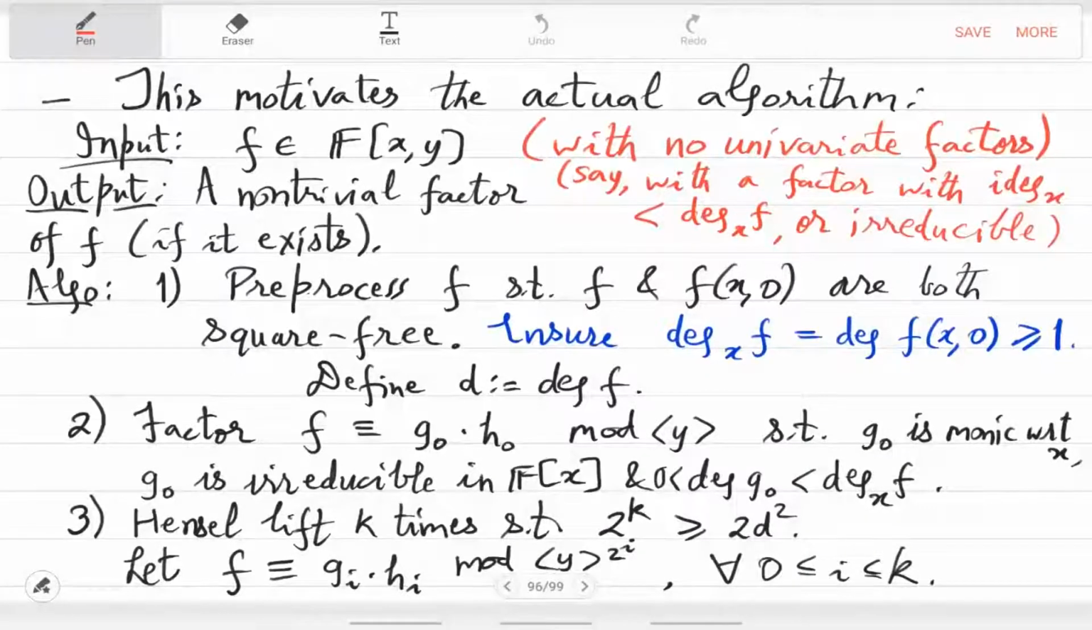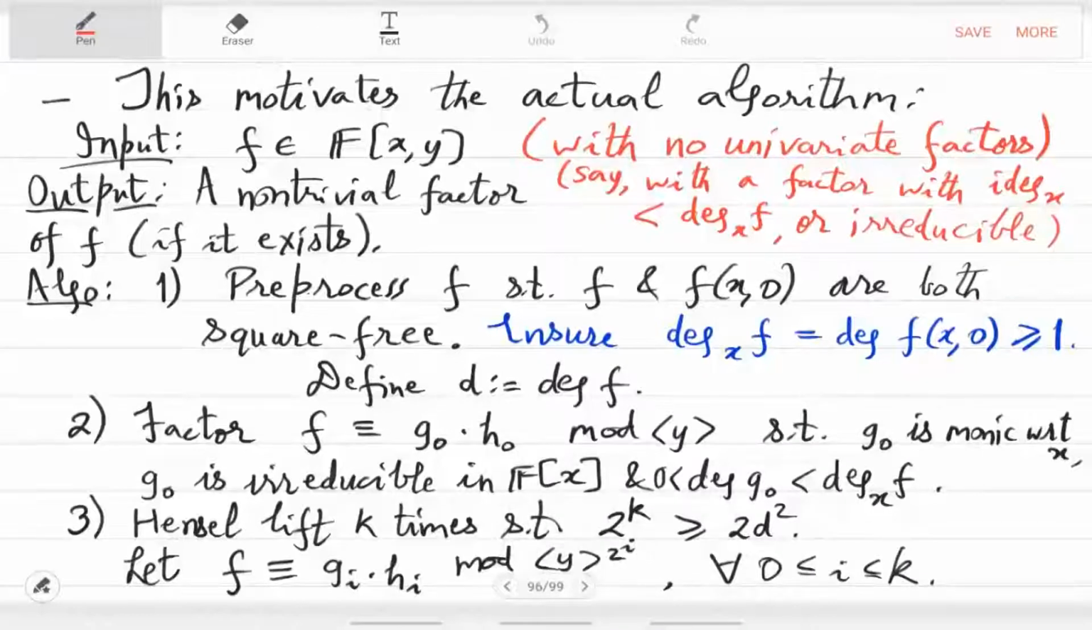So mod y, there will be a co-prime factorization. Why was that? So at y equal to 0, maybe f may be irreducible. If that is the case, then you can already declare that f is irreducible, right? So that is implicit here. So if you cannot find a co-prime factorization even mod y, then it means that f is irreducible. So then you can just break here.